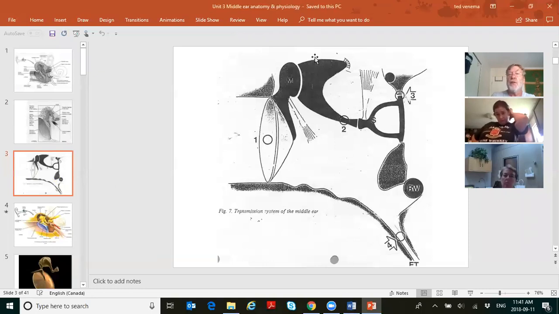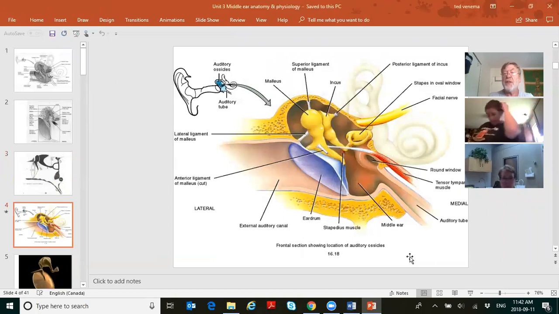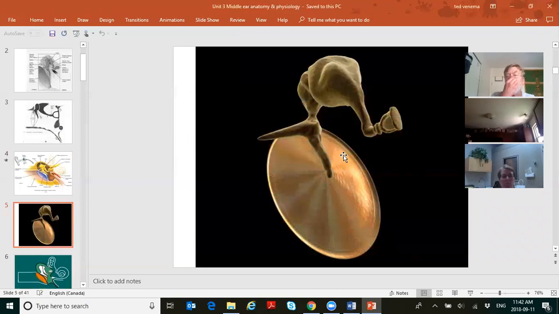Okay, short process, long process, manubrium of the malleus, hammer of the malleus, neck of the stapes, crura, stapes footplate, oval window, promontory, round window, Eustachian tube. Basically the pieces and parts. This picture is showing you again various ligaments. This would be the tensor tympani muscle. This would be the stapedius muscle showing you here. So not bad, you're getting some pictures.